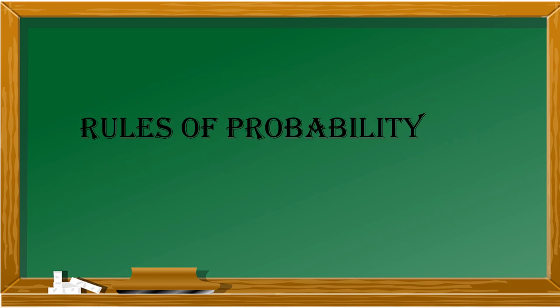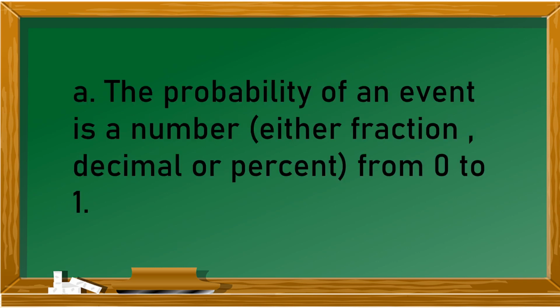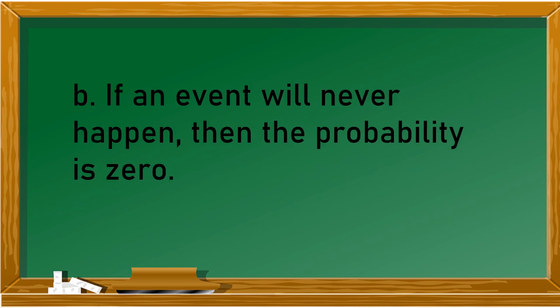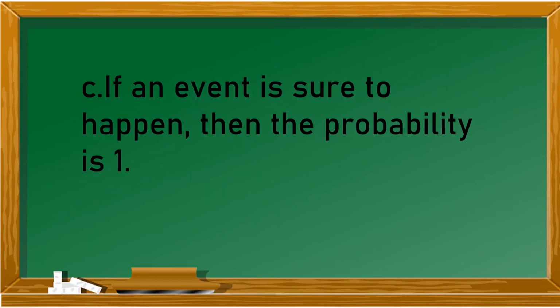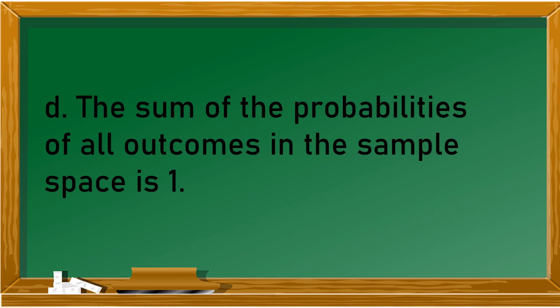And for the rules of probability, letter A, the probability of an event is a number, either fraction, decimal, or percent, from 0 to 1. Letter B, if an event will never happen, then the probability is 0. Letter C, if an event is sure to happen, then the probability is 1. Letter D, the sum of the probabilities of all outcomes in the sample space is 1.